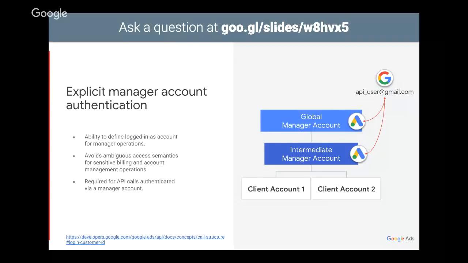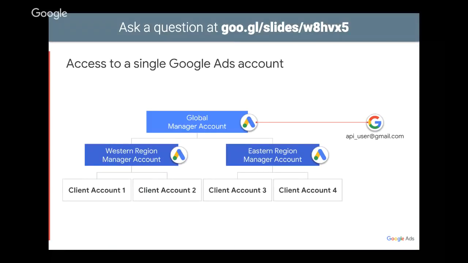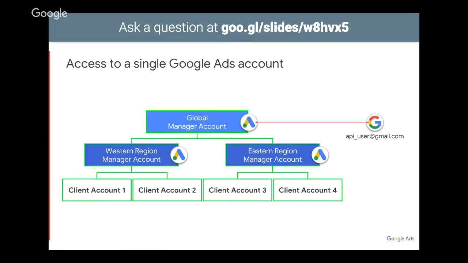I'm just going to walk you through a quick example of what it means. I think a picture and a diagram speak a thousand words in this case, right? Say you have your API user gmail.com Google account. It's connected to a global manager account at the top of the hierarchy. That's not ambiguous, right? You only have one level of access, to one Google Ads account. If you try to do operations like change billing or manipulate manager account links for these client accounts, anything that involves manager account access, you should have access to the entire account hierarchy.